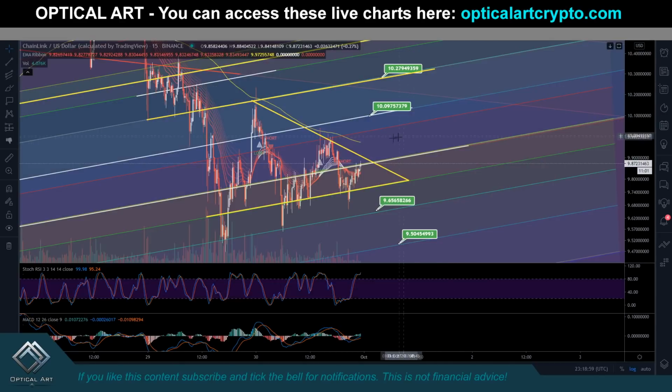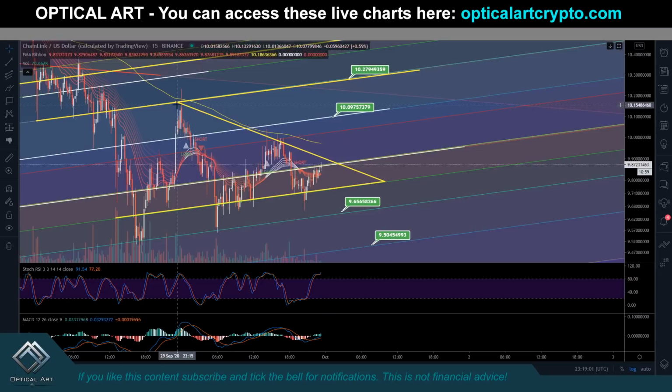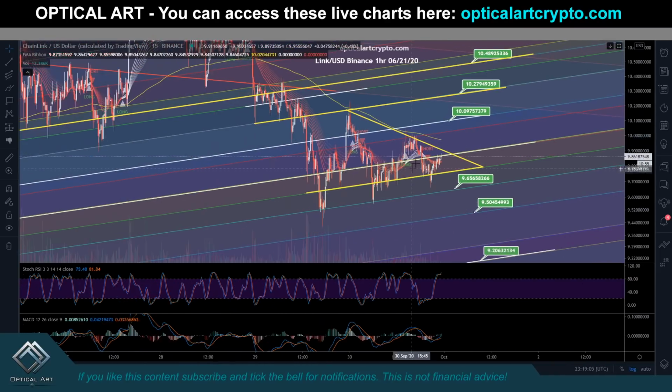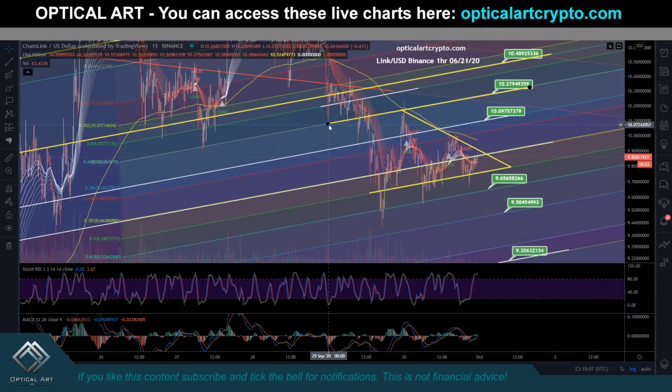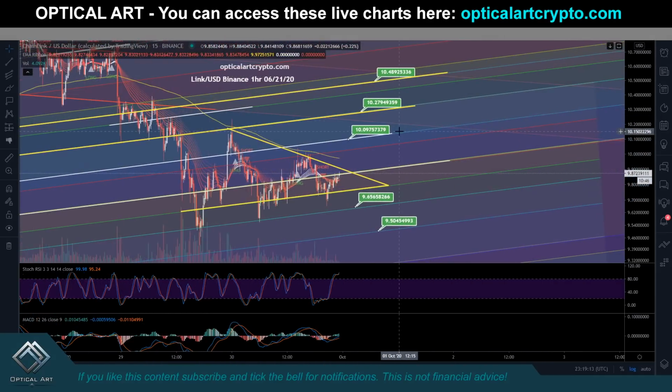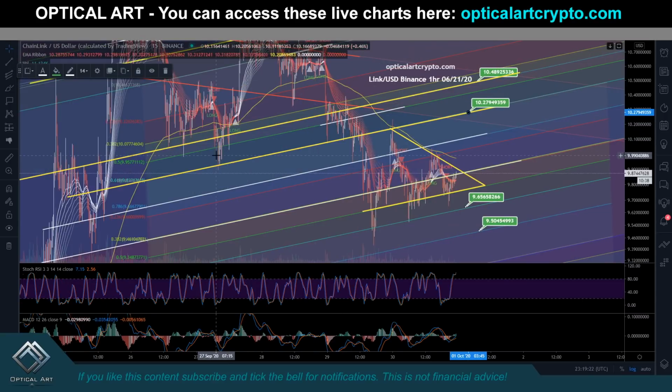Let's see real quick, Chainlink. It looks like we're in some kind of pattern right now. This is our resistance. Just to give you some support and resistance levels, you can see right here, this was tested as a lot of support and resistance. This was support and resistance. So a likely upside target would be around $10.27, looks like $10.28.